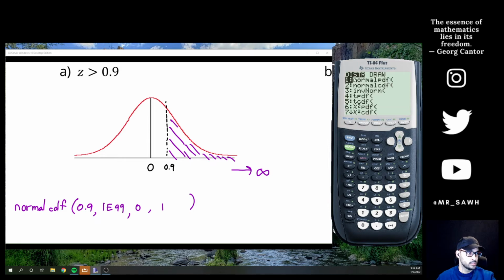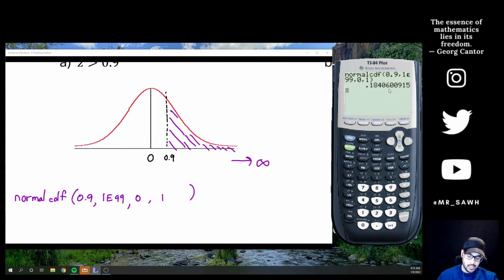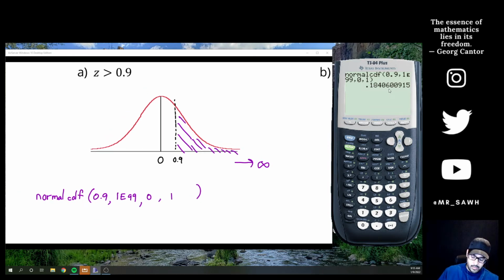So second vars, normal CDF is option 2. So 0.9 is my lower boundary. Upper boundary is that infinity number. 0 is the mean, 1 is the standard deviation. I can close the bracket and then hit enter. And here is the number that I am told. So my probability, so let's say probability equals, 4 decimal places, so 0.1841.